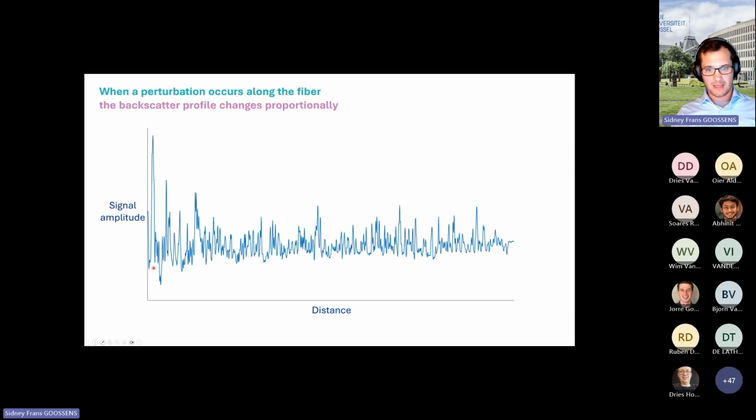Now, if we apply a perturbation in strain or temperature somewhere along that optical fiber, that means that the backscatter profile at that location will also change. And because, again, we know the speed of light in the optical fiber, we know at which distance something is happening on that optical fiber, so we can measure not only where, but also the amplitude of the strain or temperature that is acting at that location. So that, again, in a nutshell, is how distributed optical fiber sensing works.